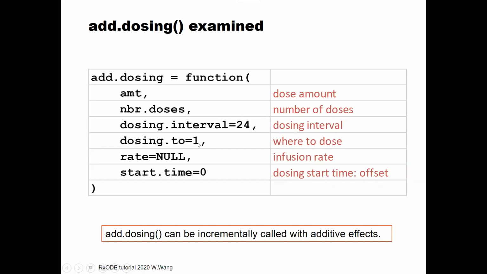And where do you want this dose given? The default is the first compartment. If you have an infusion, then you can specify your infusion rate here. And if you want to start your dosing at a different time, then you can specify the shift with this start time.